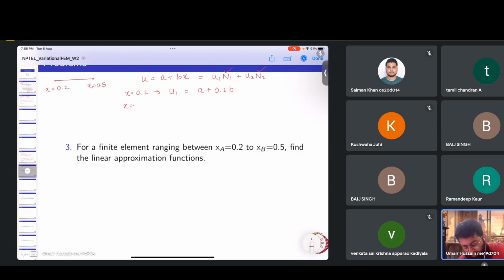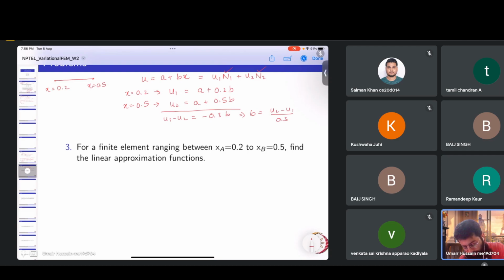Okay, and at x equals 0.5, on the right side, N2 is equal to 1 and N1 is equal to 0. So we'll have just u2 left, a plus 0.5b. So we'll subtract these two equations. We'll be left with u1 minus u2 equals minus 0.3b. So we'll get b equals u2 minus u1 over 0.3, and we'll substitute this back into equation 1.